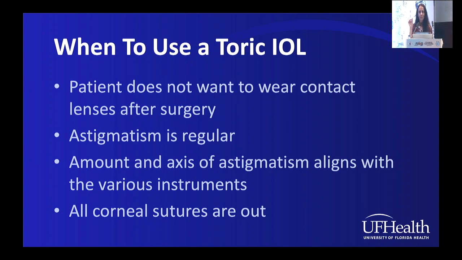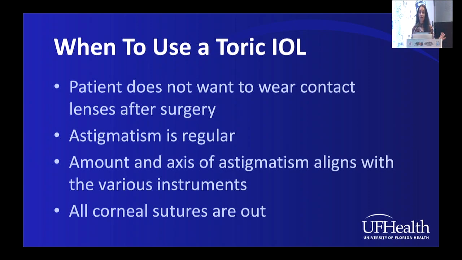So I'm a little bit more flexible with the amount of astigmatism that's regular versus irregular. And then make sure your astigmatism aligns with different instruments. If you're getting them different in different instruments, then do not put a toric lens in. And again, make sure all their sutures are out before you do this. I've had patients 20 years from PK surgery that my partner did, and they broke a suture and flipped 10 diopters in the opposite direction.